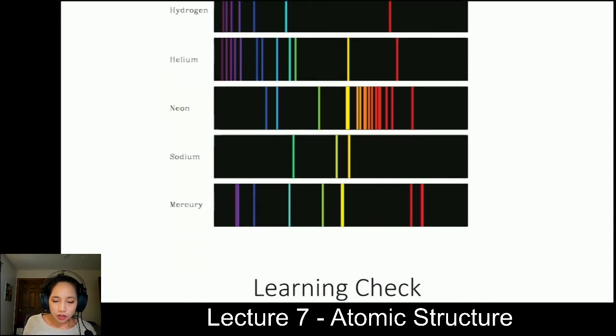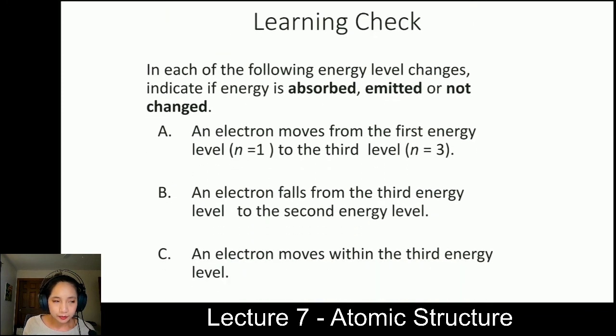So let's make sure we're understanding energy levels and absorption versus emission with a learning check. So let's read through these prompts and indicate if the energy or photon is absorbed, is emitted, or if there is no change. I'll mention there's no change when there's no change in energy level.